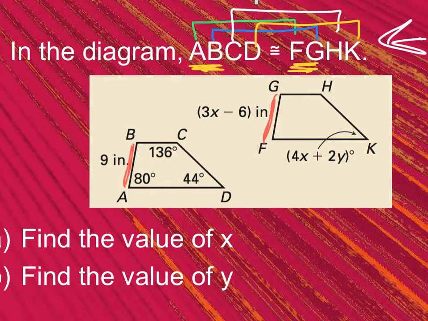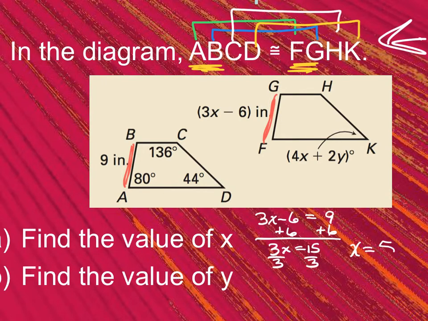So let me go ahead and write my equation. The equation I'm going to use is I'm going to set AB equal to GF. So I'm going to do 3x minus 6 equals 9. I'm going to add 6. 3x equals 15. Divide by 3, and x equals 5.